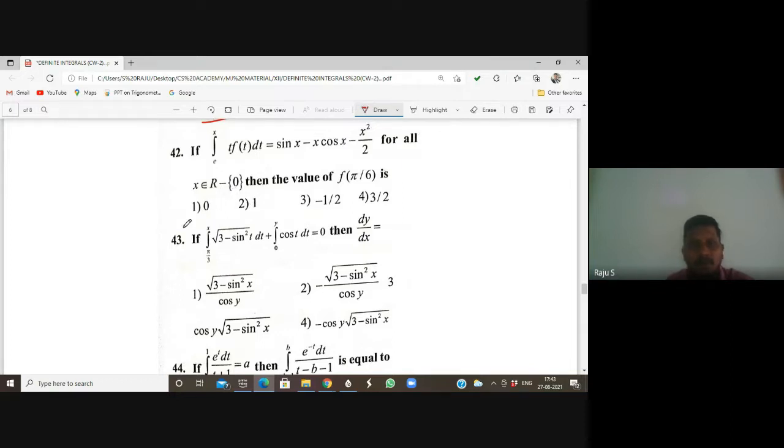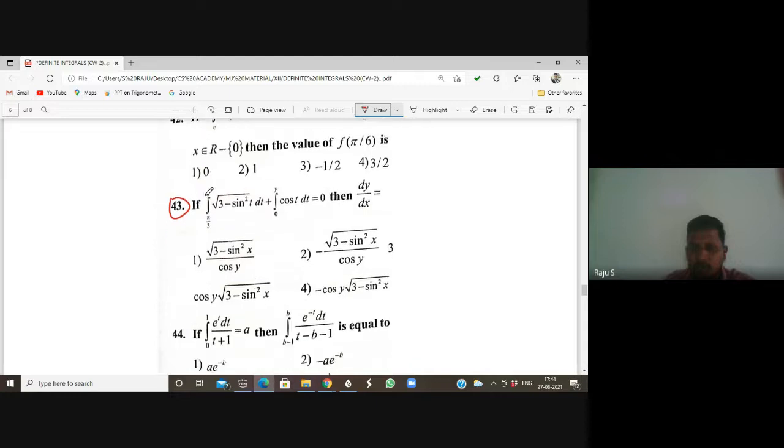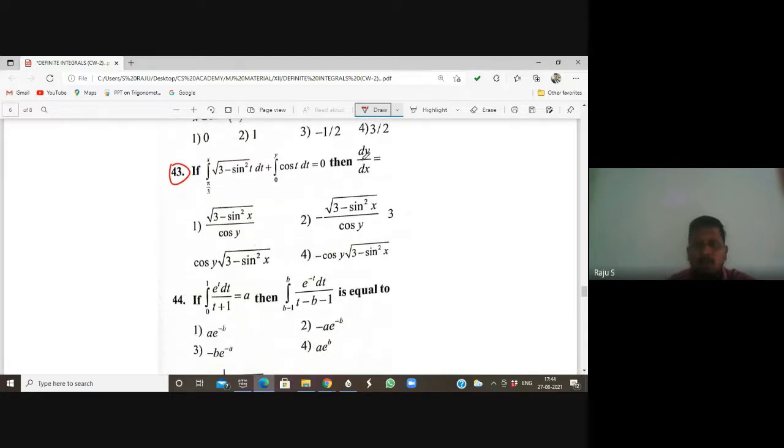Okay, fine. Coming to 43. In 43 also they are asking dy by dx. Dy by dx means what shall we do here? Differentiate with respect to x, LHS and RHS. RHS is 0. So what is the question when I differentiate here? Again Leibniz rule. See, the function is in terms of t, but the limits are in the x variable. The function is in terms of t, the limits are in the y variable. Leibniz rule, right? Okay, fine. I'm going to do it here itself.